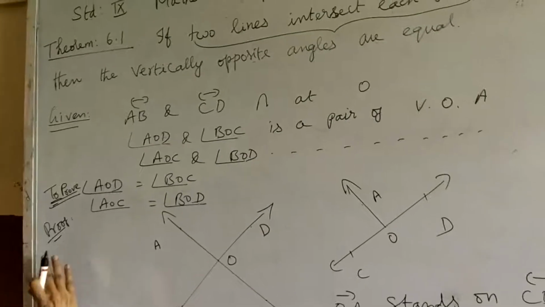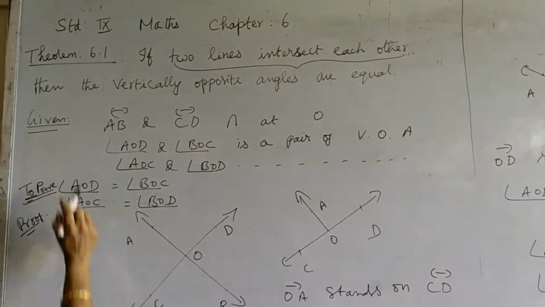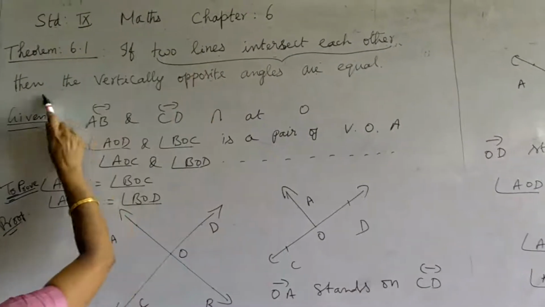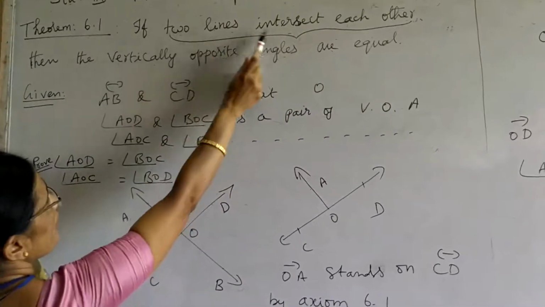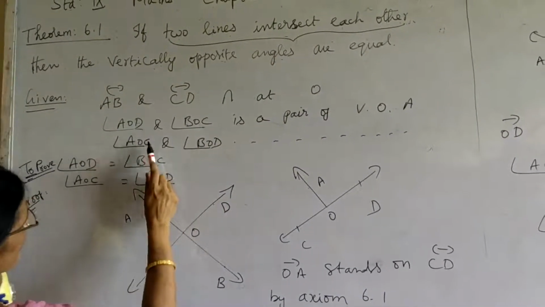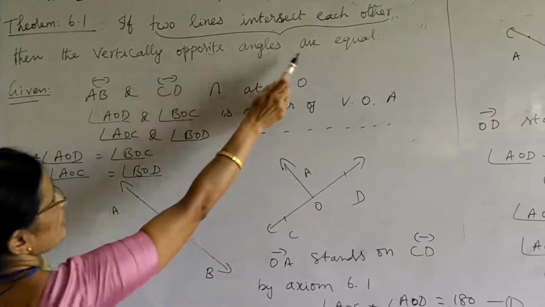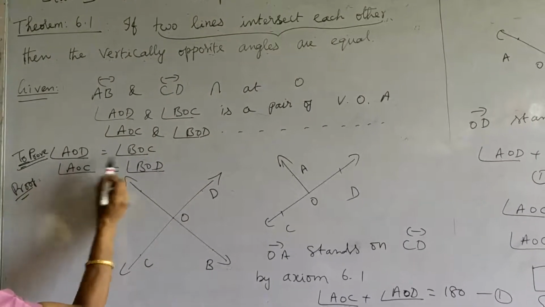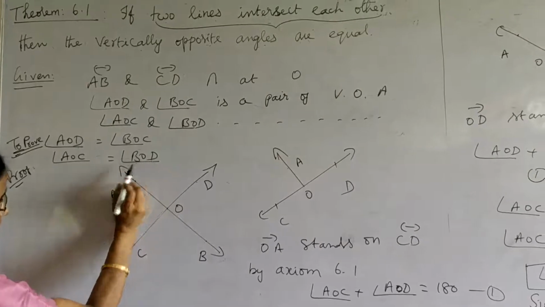You have to write and practice at least 3 or 4 times to remember the theorem. The statement of the theorem is: if two lines intersect each other, then the vertically opposite angles are equal. We are given two lines that intersect each other and two pairs of vertically opposite angles. We have to prove the angles are equal, that is, angle AOD equals angle BOC and angle AOC equals angle BOD.